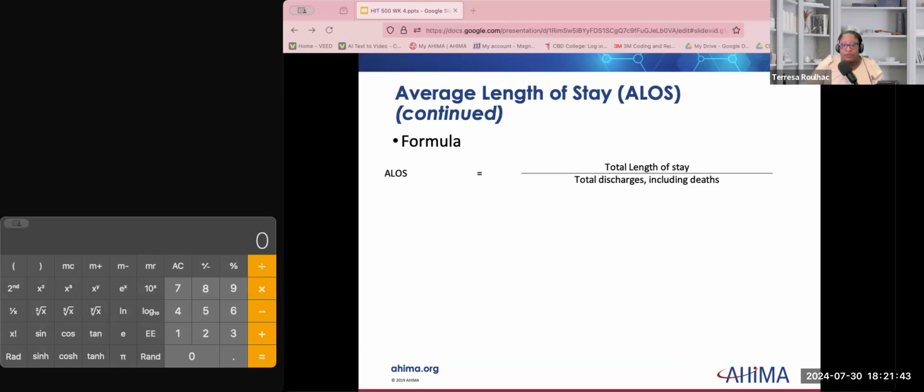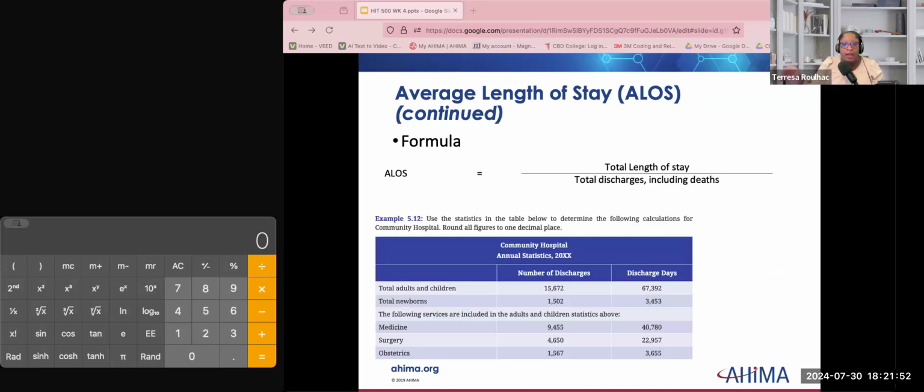All right. Now, I mentioned that our newborn patients are done separately. So here's an example of the same chart, but now we are looking at the average length of stay just for newborns. Again, we know that there are 3,453 discharge dates, and the number of newborns that were discharged by that time was 1,502.